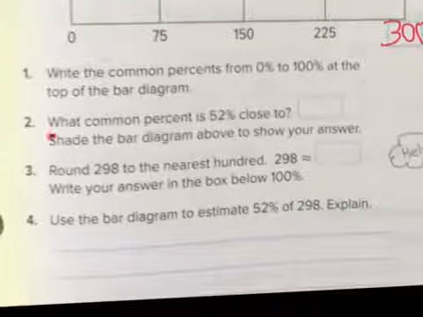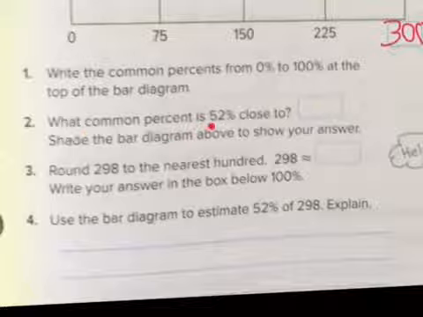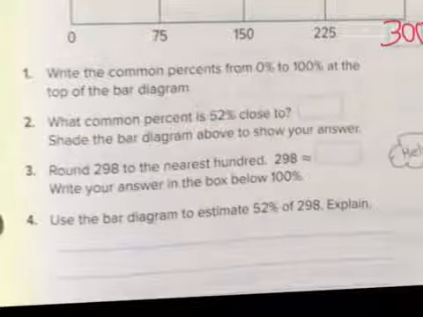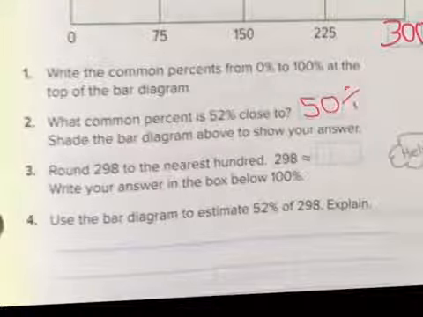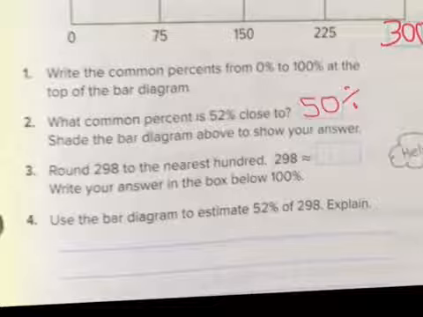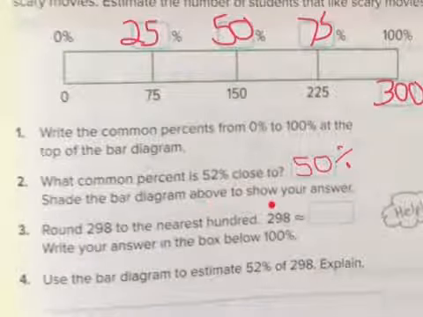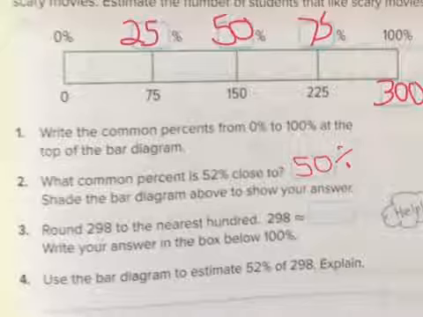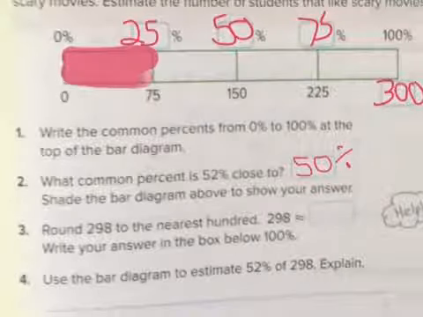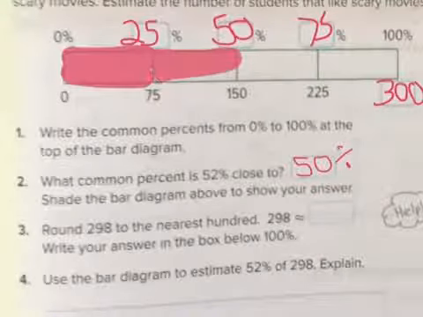So let's move on. Question 2. What common percent is 52% close to? Well, 52% is very close to 50%. We've already established that, right? Very close. So we can make that our estimate. Shade the diagram above to show your answer. Okay, so we can shade, we know we have 25%, and we also have all the way up to 50% right there.